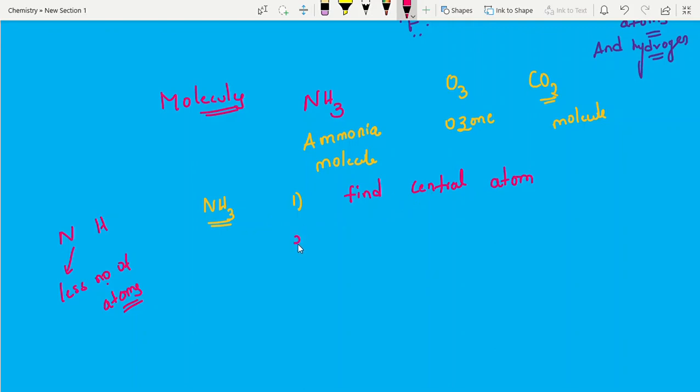Second point, central atom valency electrons, we have to find out. And third one is the bonded atoms' electrons.